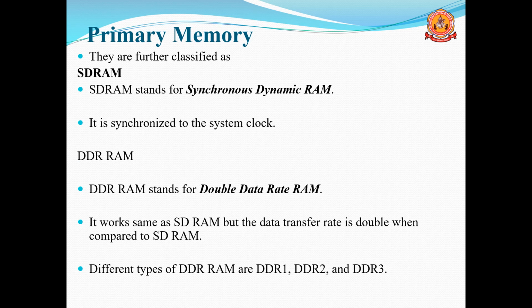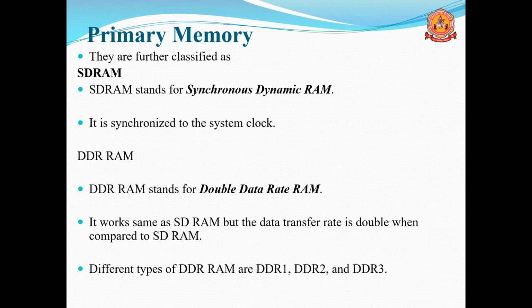Synchronous dynamic RAM is synchronized to the clock speed, or we can say the system clock. The system clock is the signal generated by the system. Based on this signal the system is going to work. So SDRAM, synchronous dynamic RAM, is synchronized to the clock signal of the system. The next one is DDR RAM.